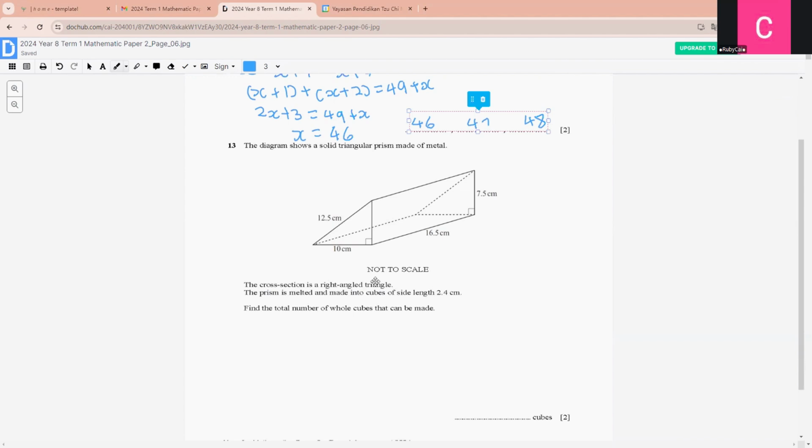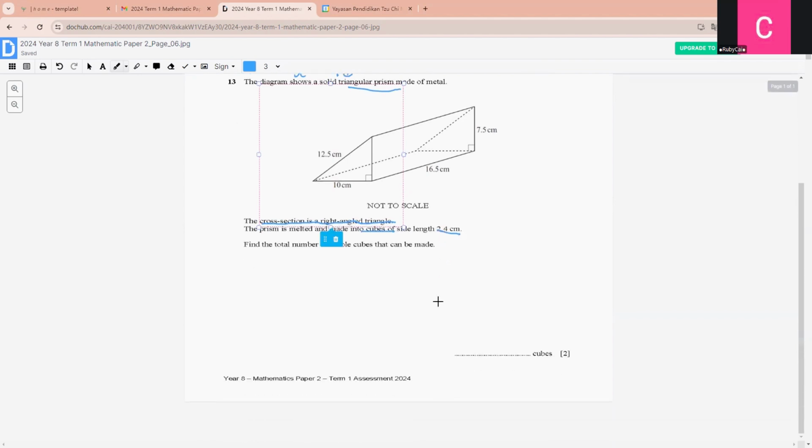Next, the diagram shows a solid triangular prism made of metal. The cross section is a right-angled triangle. The prism is melted into cubes. The side length is 2.4 centimeters. Find the total number of cubes that can be made. So to find the total number of cubes, we have to first find the volume of the prism.